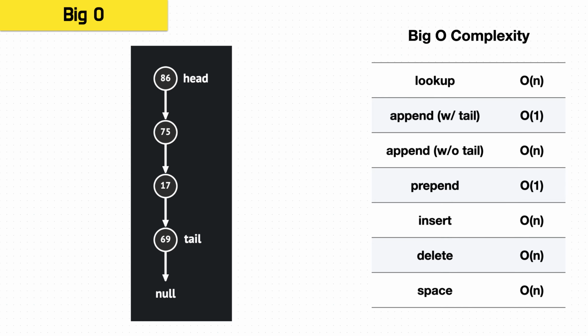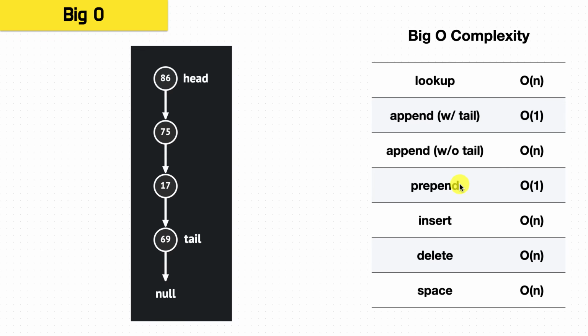So with linked lists, the big O for the lookup is O of n linear time because you must walk through every item to find the one that you're looking for. If we want to append an item, it's going to take constant time if we have a reference to the tail, because all we have to do is update its next pointer. If we don't have a tail, we must iterate from the head to find the tail and then add that last item.